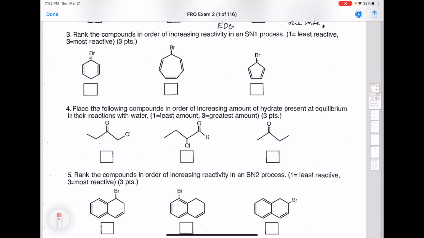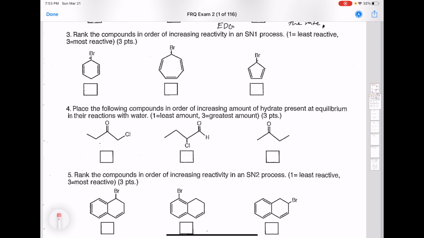For question 3, we are given a set of molecules and we're asked to rank the compounds in order of increasing reactivity in an SN1 process. Now, in an SN1 process, the rate limiting step is the formation of the carbocation upon the removal of the leaving group. And in all three of these compounds, that leaving group is the bromine group.